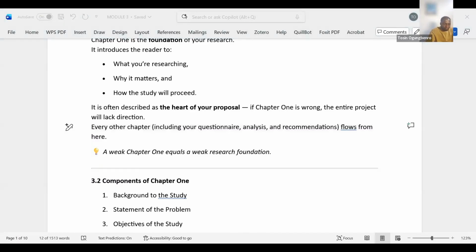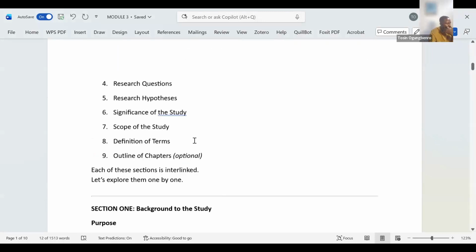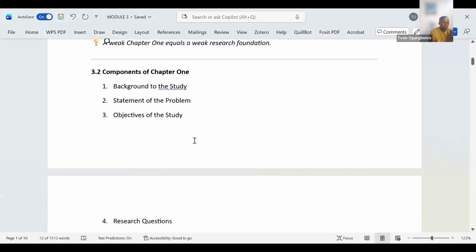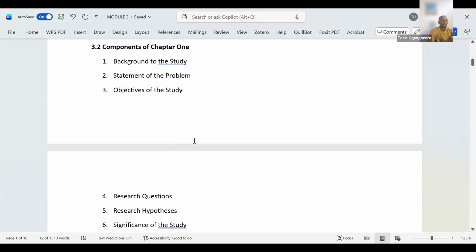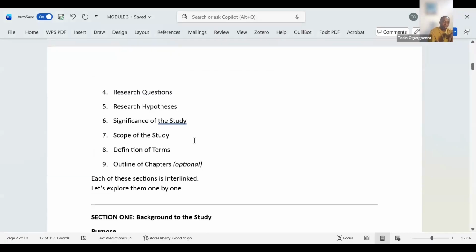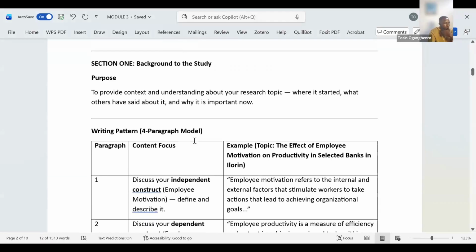Every chapter, including your questionnaire, your analysis, your recommendation, flows from your chapter one. So I mentioned the structure for chapter one. This is basically the component of your chapter one: background to the study, statement of the problem, objective of the study, research question, hypothesis, significance, scope. So I'm going to be telling us what each of them is all about.